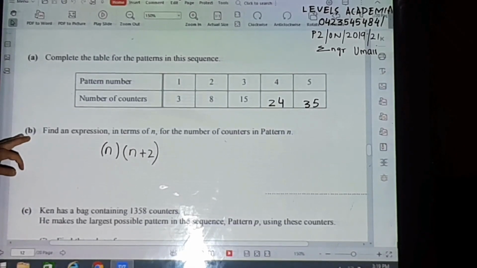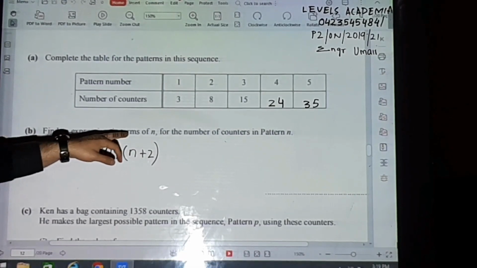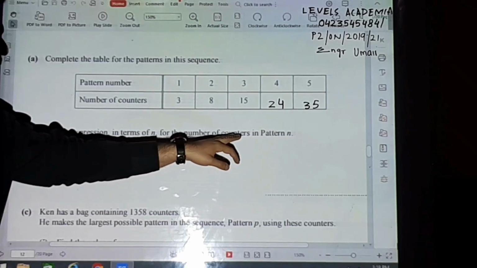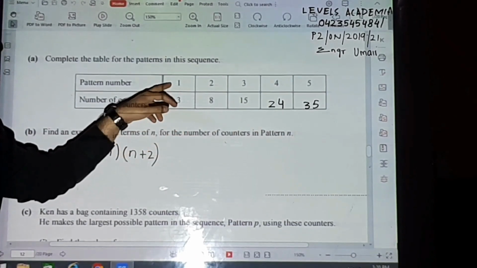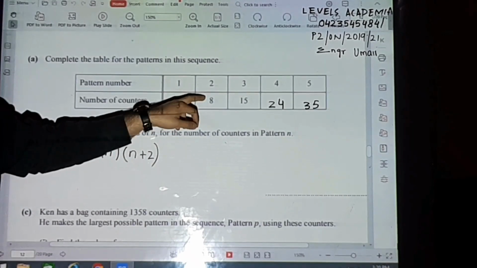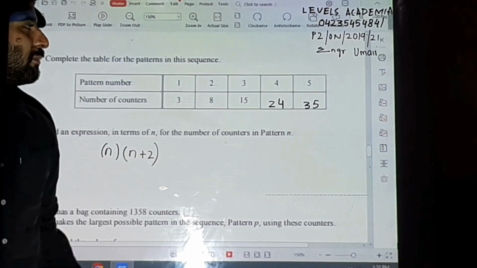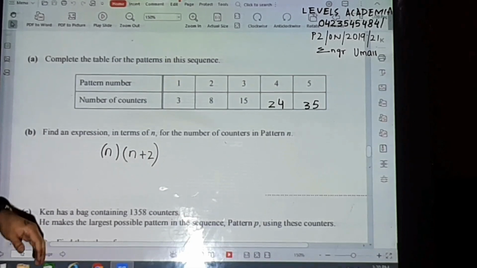Now, part B of this question is: find an expression in terms of n for the number of counters in pattern number n. We have pattern number 1, we have 3 counters, in 2 we have 8 counters. Now in pattern number n we have to derive an expression for that.